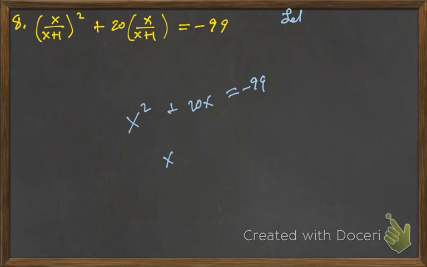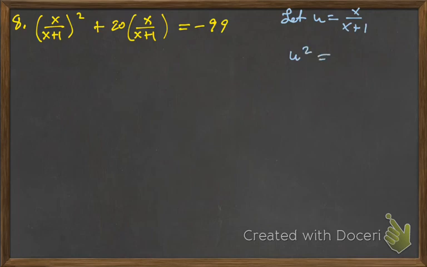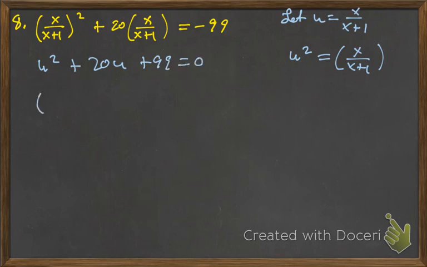Okay, and so let's go ahead and get that u substitution going. Okay, so u is going to be x over x plus 1. When we square u, you're going to get x over x plus 1 quantity squared. So this now becomes u squared plus 20u equals, well, and then I'm skipping a little bit of steps here, but I added 99 to both sides. Okay, factors into u plus 9 and u plus 11. So u is negative 9 or u is negative 11.